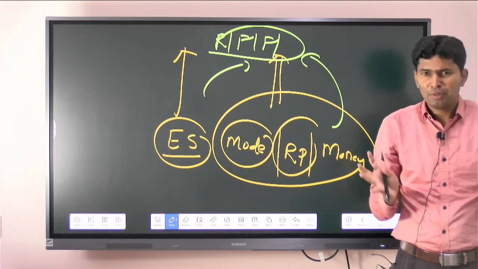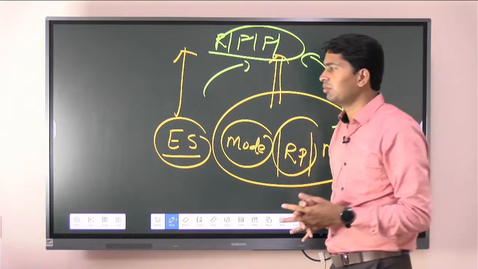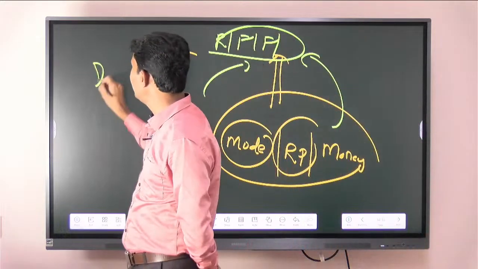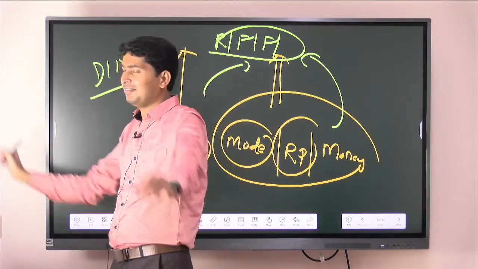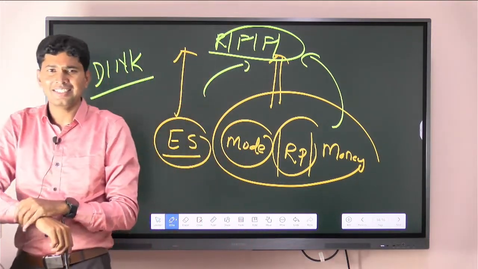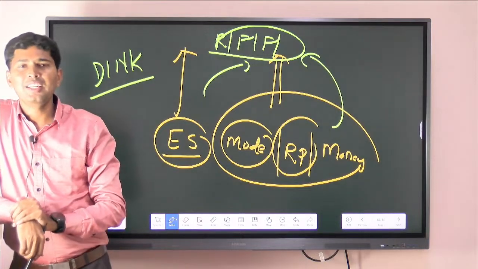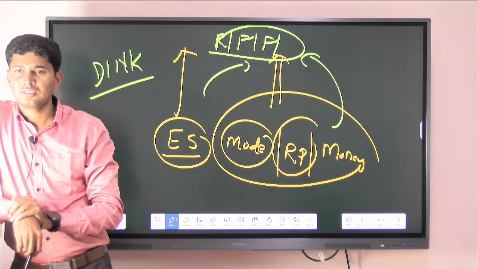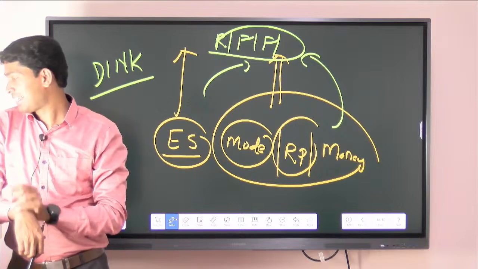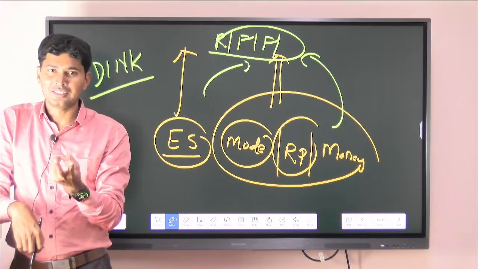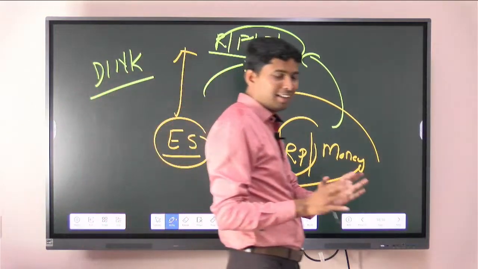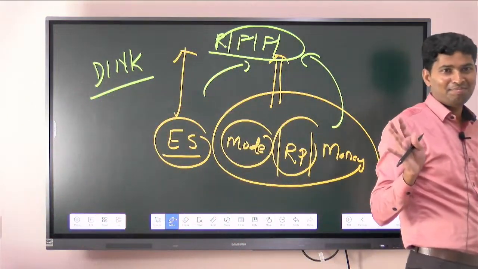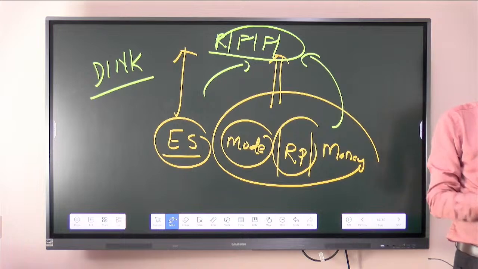Now, it appears to be a little bit complicated, but if you break it down, have you heard about something called dink culture? What is dink culture? Have you heard about this word called dink culture? Double income or no kids? What are you saying, sir? Double income and no kids. What does it mean? Both husband and wife are earning, but they don't want to have a child. This culture is going on even right now in India.